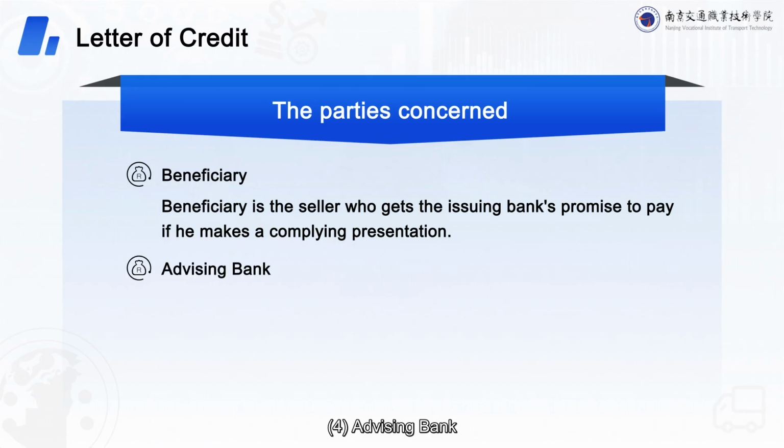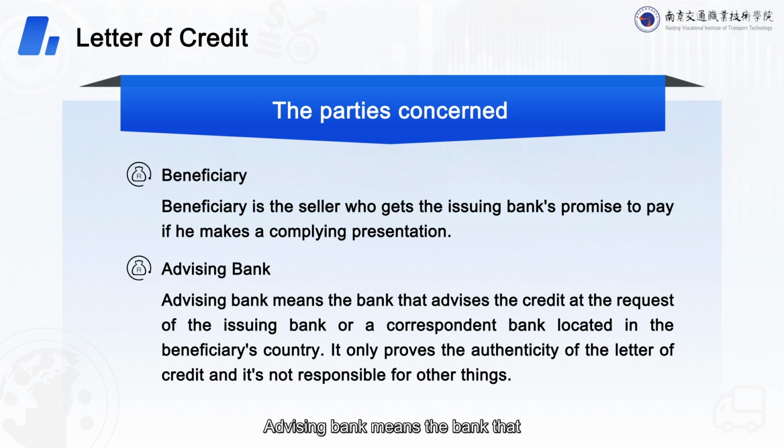3. Beneficiary. Beneficiary is the seller who gets the issuing bank's promise to pay if he makes a complying presentation. 4. Advising bank. Advising bank means the bank that advises the credit at the request of the issuing bank or a correspondent bank located in the beneficiary's country. It only proves the authenticity of the letter of credit, and it's not responsible for other things.